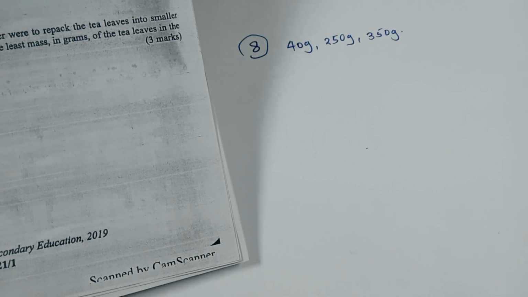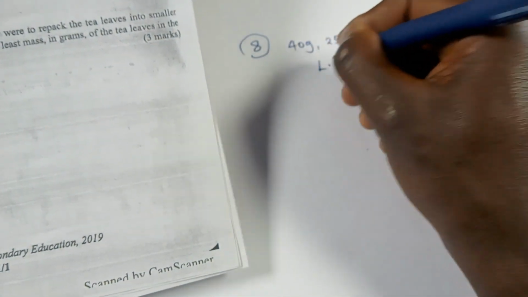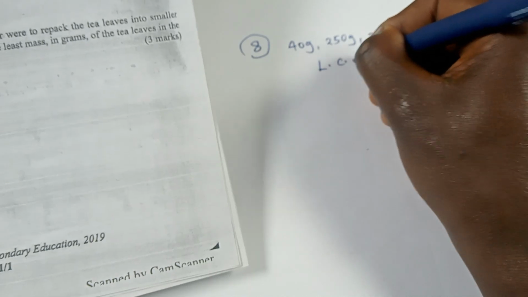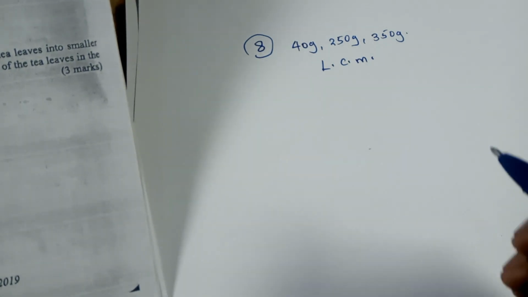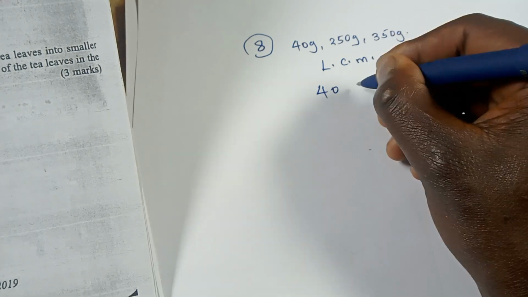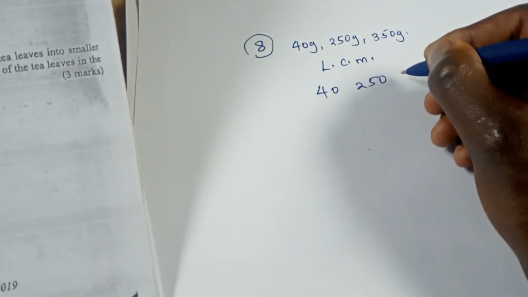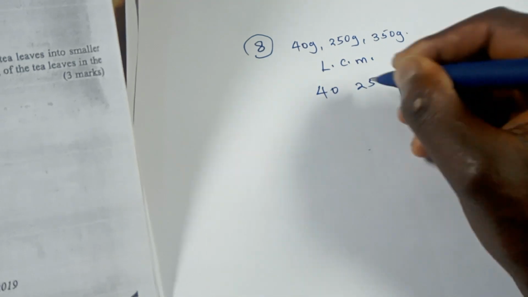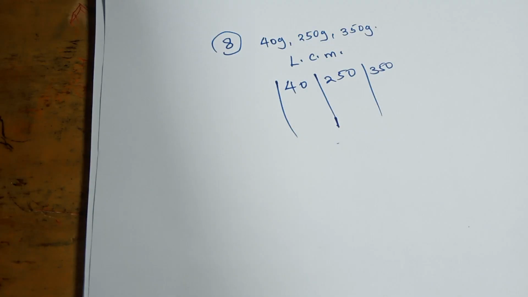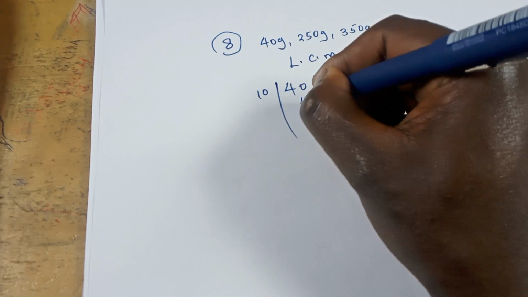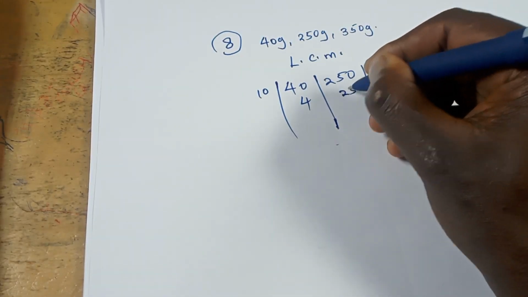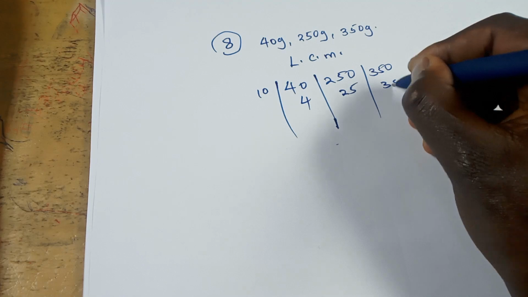So we are going to find the least common multiple. And by finding the least common multiple, we have determined the least mass. We are going to find the LCM of 40, 250, and 350. It's not a must we start with 2. So by 10, we will have 4. By 10, we will have 25. And by 10, we will have 35.